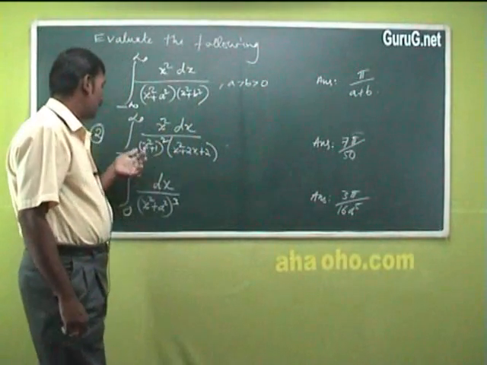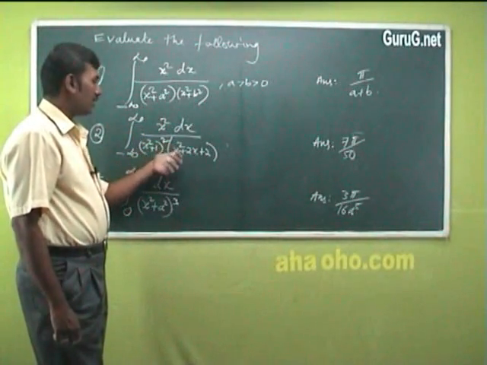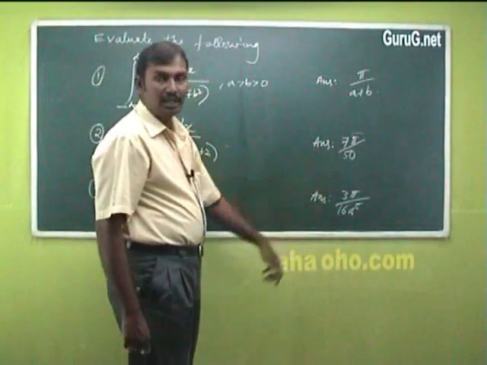So this problem is integral minus infinity to infinity x squared dx by x squared plus 1 the whole square into x squared plus 2x plus 2. So the answer for this problem is 7 pi by 50.